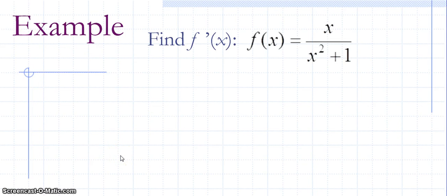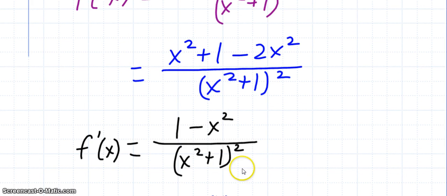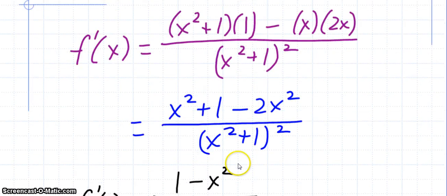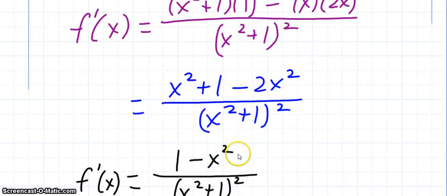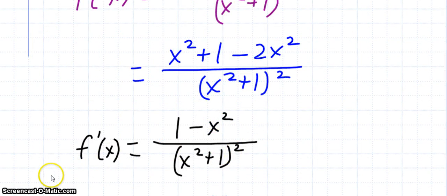Alright, so I want you to find f prime of x. Pause the video, unpause when you're ready to check. Okay, so hopefully you ended up with f prime of x is 1 minus x squared over the quantity x squared plus 1 squared. Don't multiply that out, by the way. How do we do that? Quotient rule: bottom times the derivative of the top, minus the top times the derivative of the bottom, over the bottom squared. And then I just distribute it in the numerator, combine like terms, simplify, yada yada yada, boom, derivative.